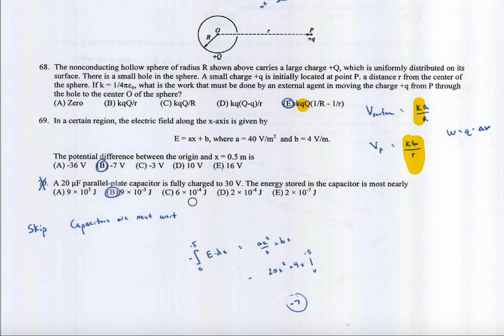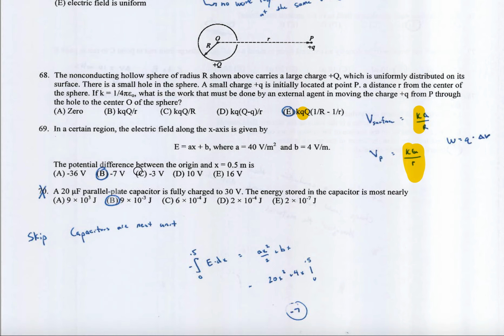Okay, and this last one we don't have to worry about because it's actually talking about the energy stored in a capacitor. Forget it, don't need to know it. But this one, the potential difference, and again, they're giving you electric field as some function. So E equals Ax plus B, so it's really like E equals 40x plus 4, and all we have to do is integrate that. We're going to figure out the potential difference.